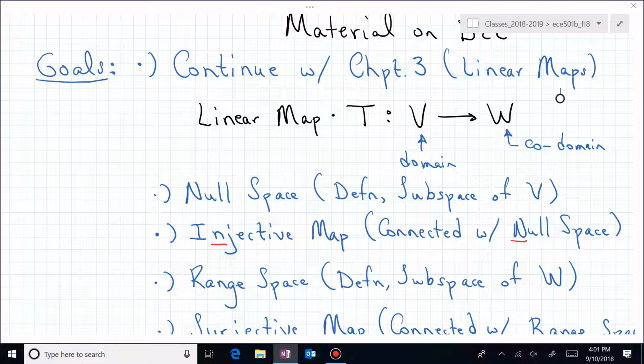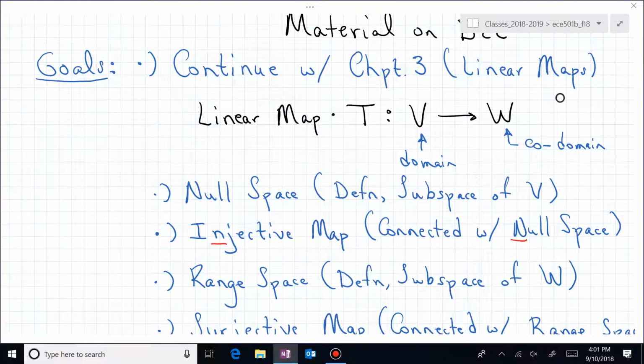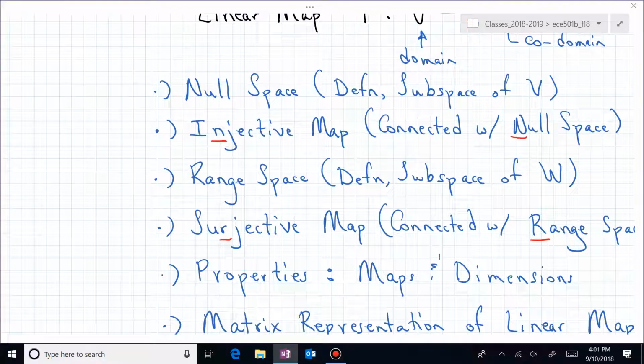And what we're doing in that domain and codomain is what we're learning about today, as far as how much of that domain are we living in and how much of the codomain are we living in, and that's related to these notions of null space and range space. We'll talk about a null space, give its definition, and show that it is a subspace of the domain, the vector space V. Then we will talk about an injective map, which is a one-to-one map. There's a lot of n's floating around, and that is nice because that's connected with null space. So that's why I've underlined null space, the n in null space and the n in injective, to try to make that connection.